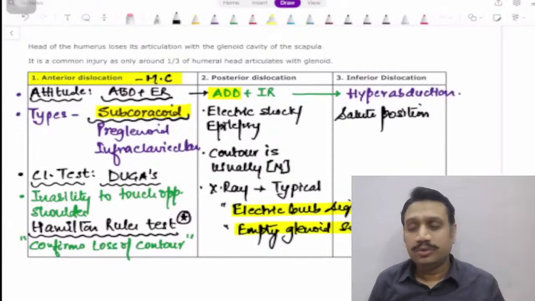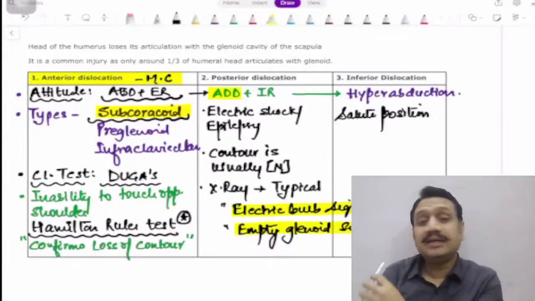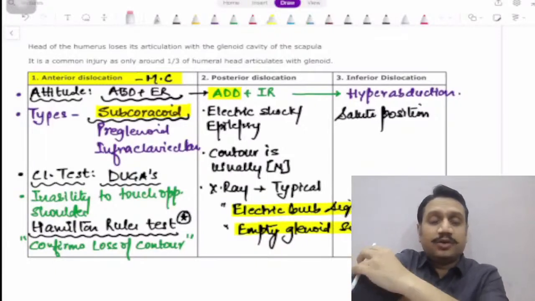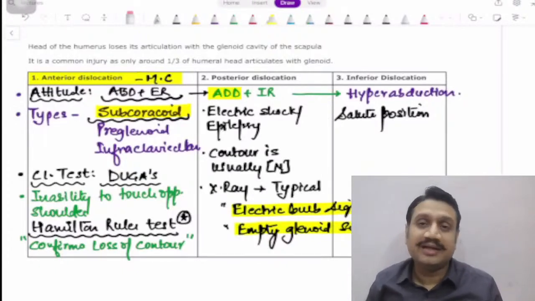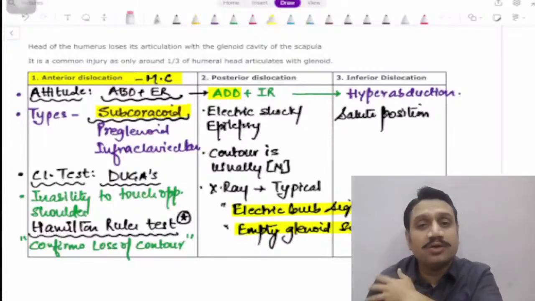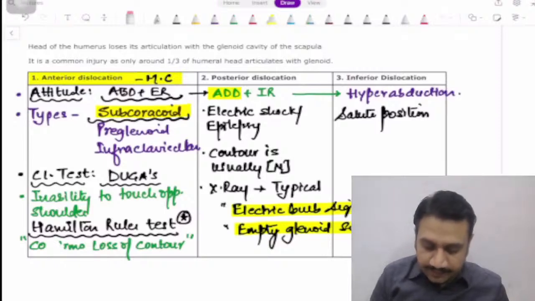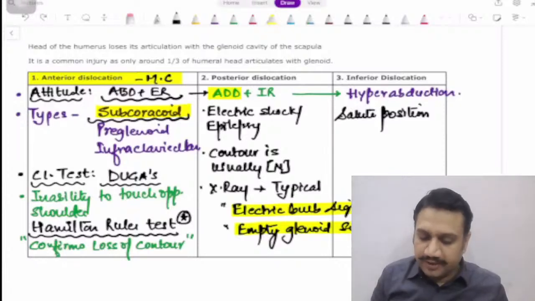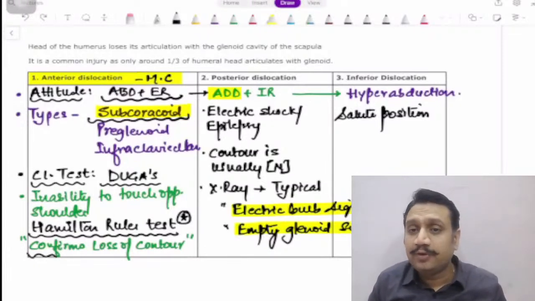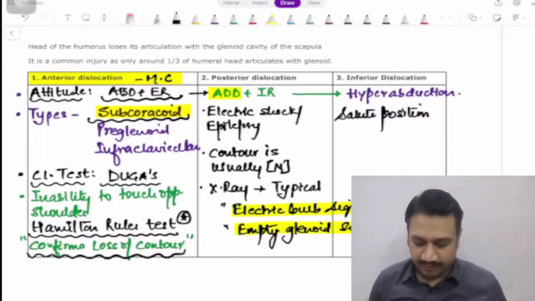Third point you should know that when you put a scale on the outer aspect of the shoulder, you can touch the tip of acromion with the lateral condyle. What does it tell you? That confirms that the contour of the shoulder is lost. Please remember the third point, that in anterior dislocation, the contour of the shoulder is lost. So first point, abduction, external rotation. Second point is the commonest type, variant, and third one is confirming the loss of the contour of the shoulder.